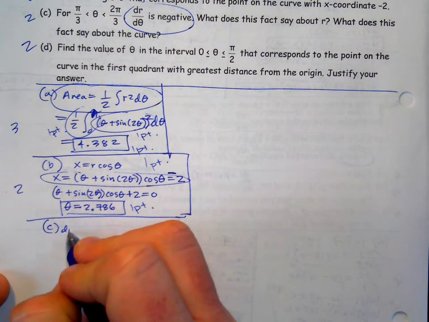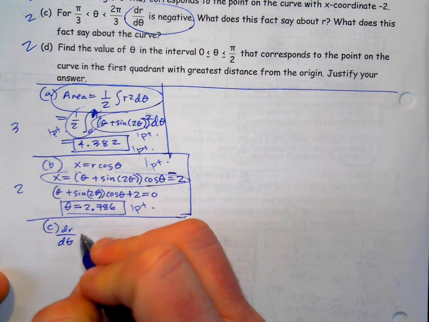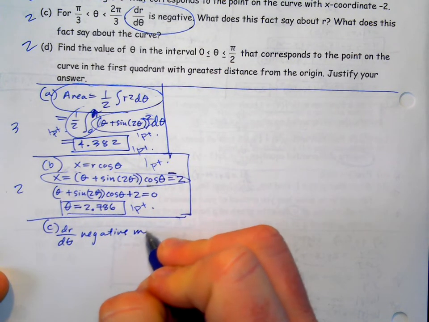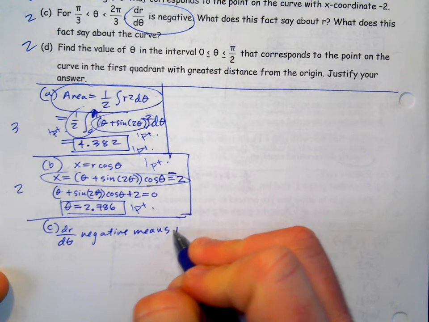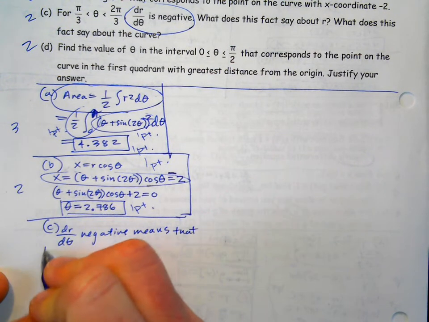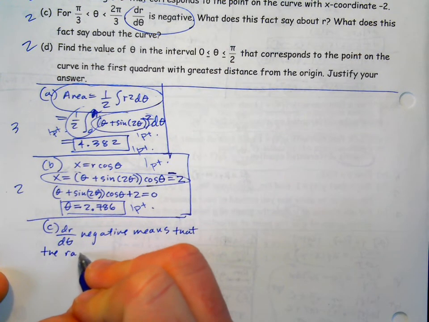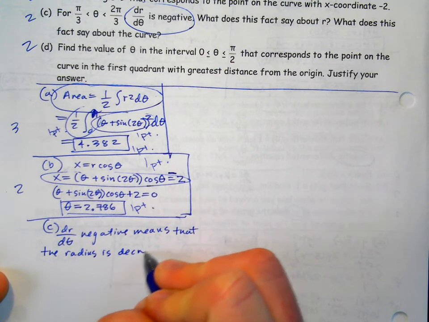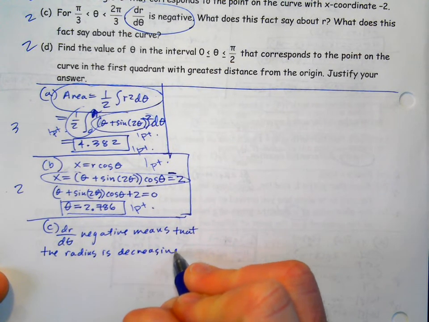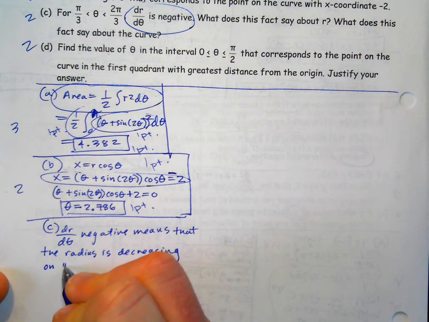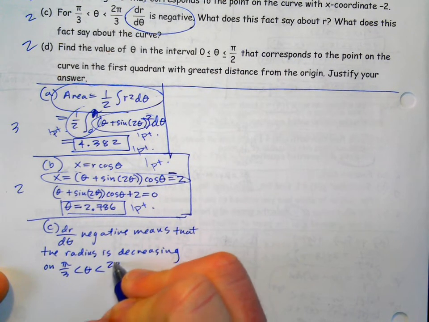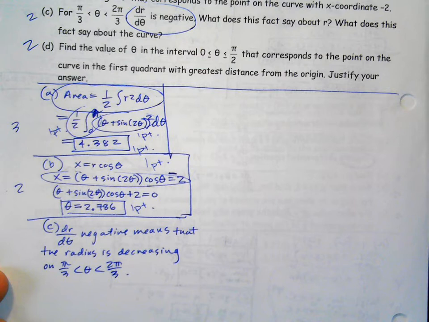So dr d theta negative means that the radius is decreasing on pi over 3 to 2 pi over 3. It might be good to mention where this is at.